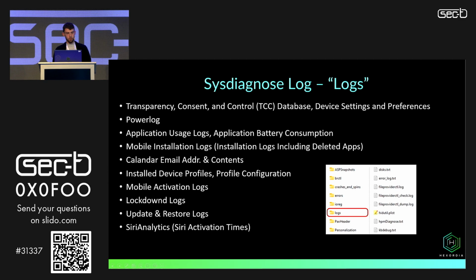In the sysdiagnose folder is a folder called logs, and most of the nice logs, such as the transparency, consent, and control database, which actually manages the permissions of every application, can be found in this folder. So we have some of the things like that: the power log, application usage logs, the mobile installation logs, our email address from our calendar, device profiles, when we've had lockdown statuses, and when we've updated and restored the device. And a lot of these logs, even when we get a full file system, this is what we're looking for, going straight for a lot of these logs. And we're able to get all of this without even a full file system.